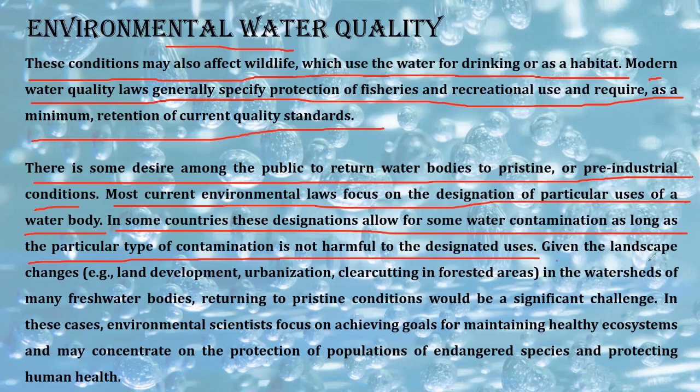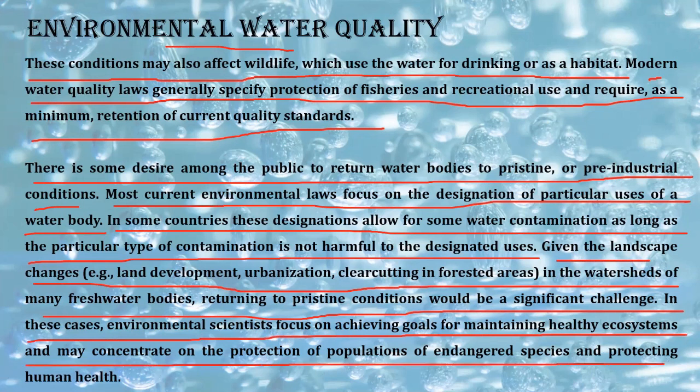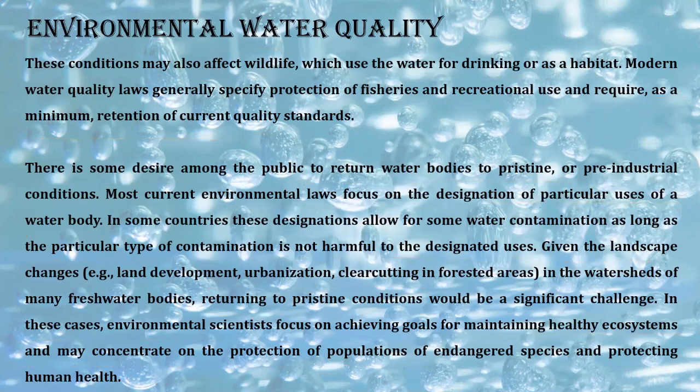Now what they are saying is, given the landscape changes, for example land development, urbanization, and clear cutting in forest areas in the watersheds of many freshwater bodies, returning to pristine conditions would be a significant challenge. In these cases, environmental scientists focus on achieving the goals of maintaining healthy ecosystems, and may concentrate on the protection of populations of endangered species and the protection of human health. So it is very difficult to return the actual quality of that particular water. As a result, we need to be concerned that we use the water in such a way that it is safe for the use of future generations.